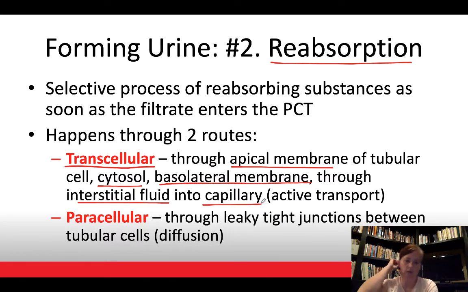So that's one process. The second process for substance reabsorption is paracellular. This sounds a little bit like an oxymoron, but it means leaky tight junctions. There's some space between cells in the renal tubule that allows substances to pass through them. We call that paracellular reabsorption.